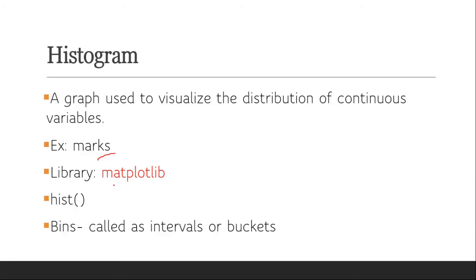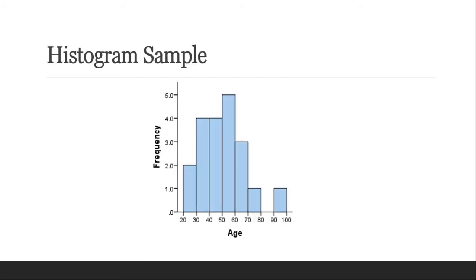We're going to use a library called matplotlib and a function called hist, and bins. Basically, these are all called intervals or buckets. So the histogram looks like this. This is the sample and these are all called bins.